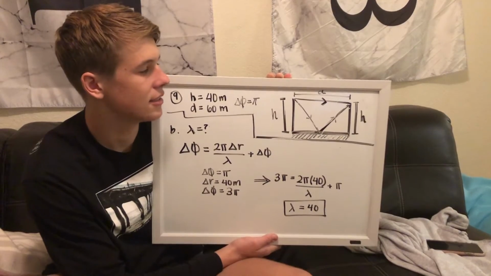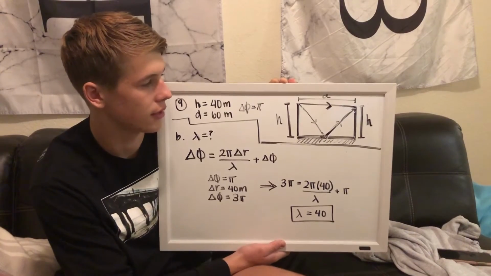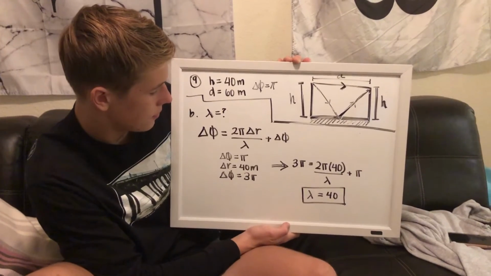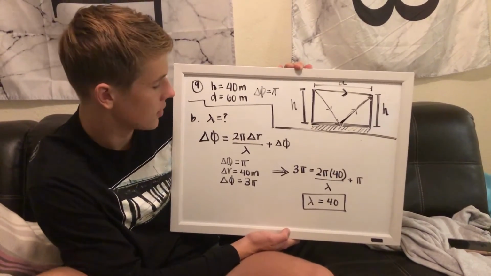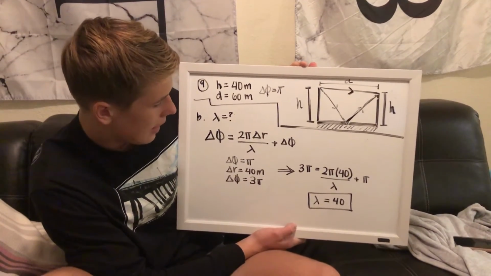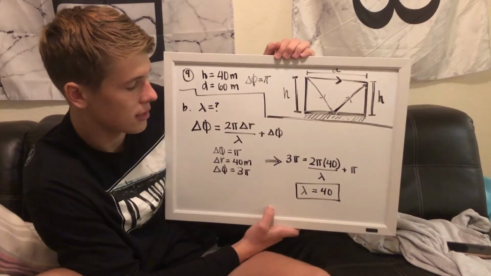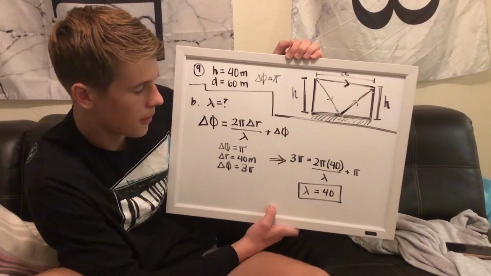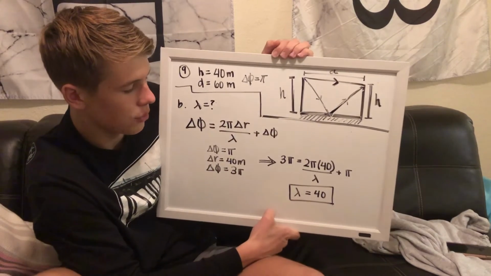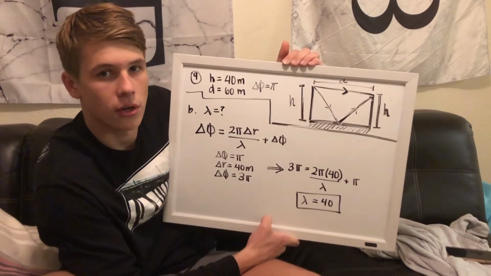So part B asks, if there is destructive interference between the two waves, what is the longest possible wavelength? And here we use the phase difference equation. Delta big phi equals 2 pi delta r over lambda plus little phi. And we use 3 pi to simulate destructive interference, because if we were to use pi, which is the first multiple, then it would cancel out with the pi on the right side, so you would get 2 pi times 40 over lambda equals 0, which is impossible because our delta r isn't 0.